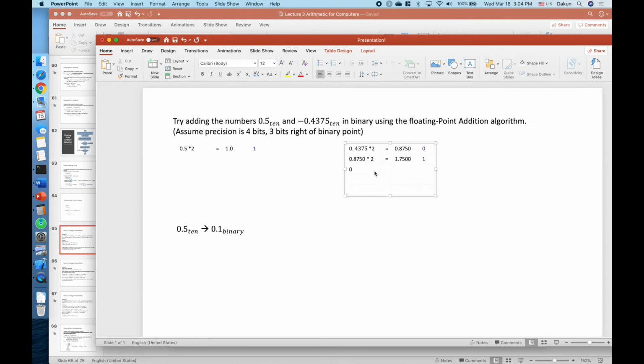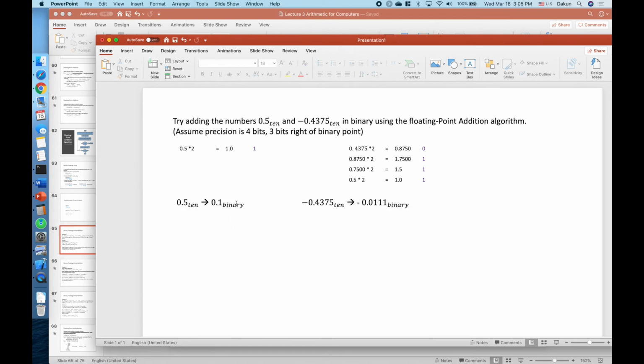And the fraction part is 0.75 times 2, which is 1.5. And we put 1 here. 0.5 times 2 is 1.0, and put 1 there. Since the fraction part is 0, we can stop this process. Then this decimal number is translated to negative 0.0111 in binary. After we get it translated, we should also change it to scientific notation.